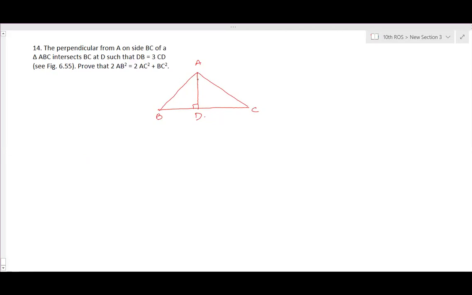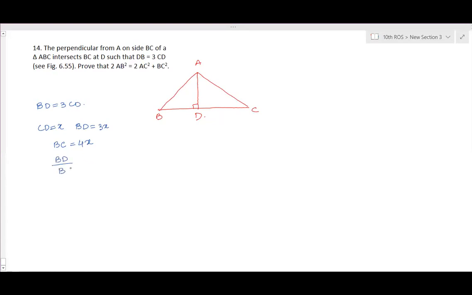So in this case, what we have to do, we have to take two triangles. They have already given BD is equal to 3CD. So BD is 3CD, if you take CD as X. So what is BD distance? 3X. Then what is BC? 4X.